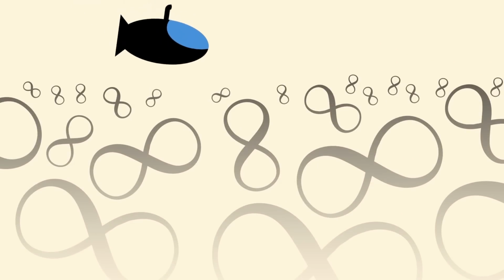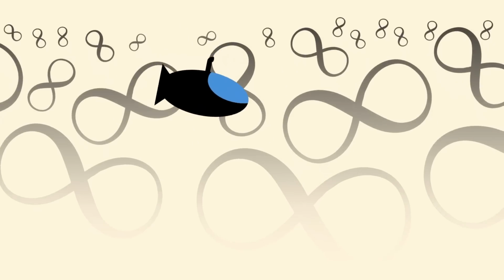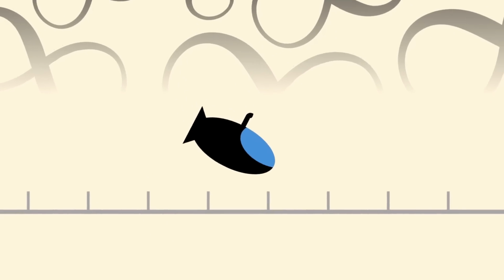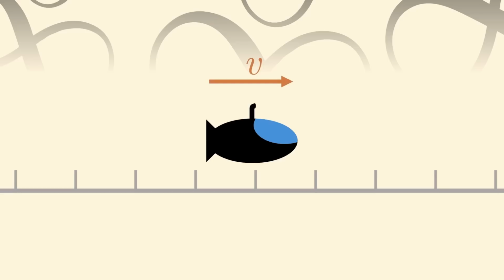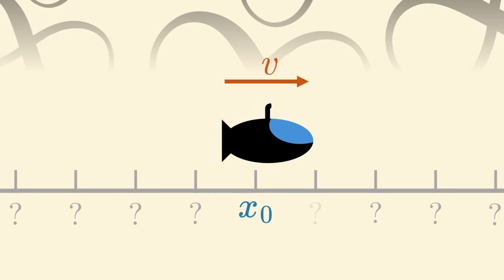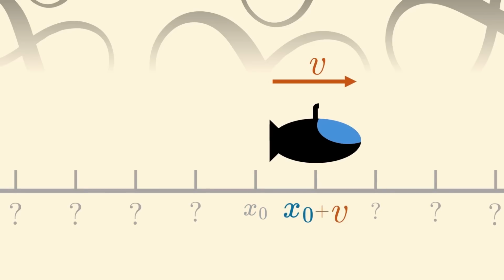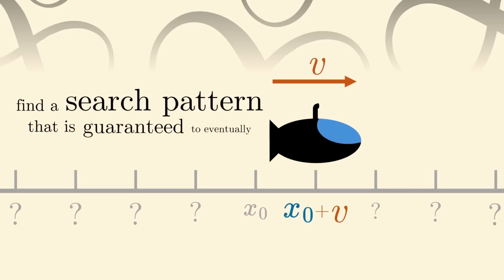Let's dive in. You are hunting a spy submarine. It moves along the integer number line at some constant velocity v, starting from some unknown position x0. The submarine moves v steps each second, and we get to search one number after each move. Our task is to somehow find a search pattern that is guaranteed to eventually find it.